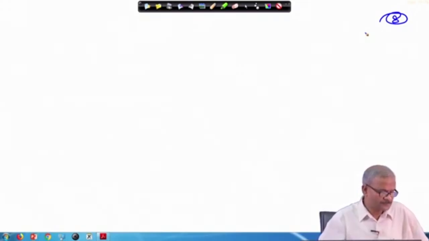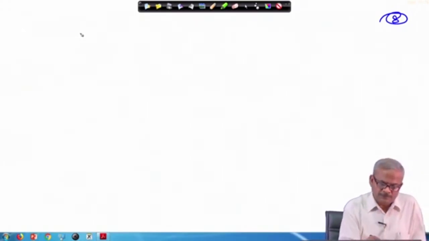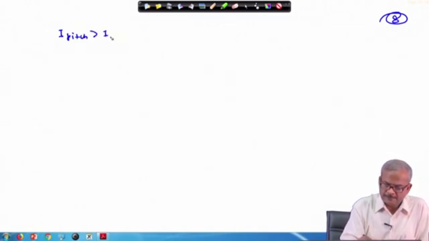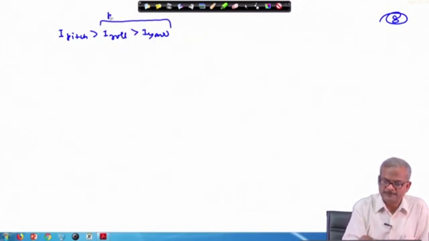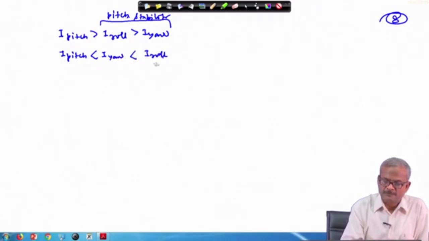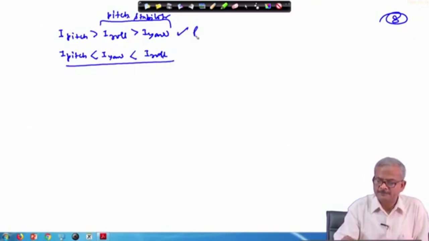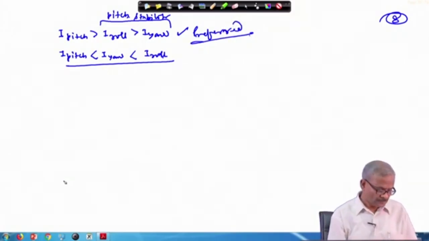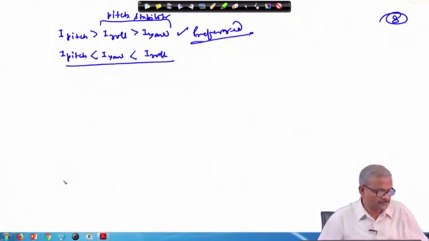So, now we are almost ready to explain the stability of this system. What we have looked at till now is that I pitch should be greater than I roll and I yaw. This particular requirement comes from the pitch stability, or either I pitch should be less than I yaw and I roll, while we are preferring this. This is the preferred one.